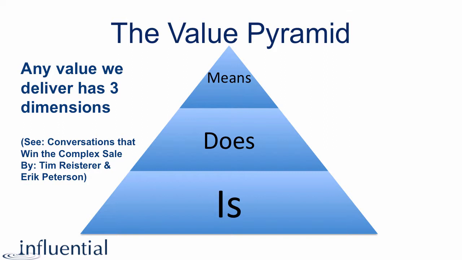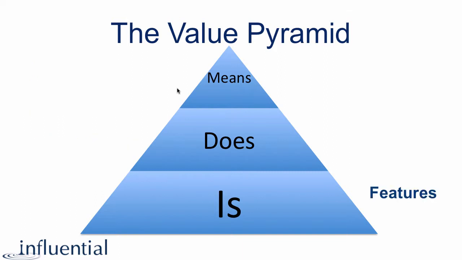And this concept of the is, does, means value pyramid comes from a book called Conversations That Win the Complex Sale by Tim Reisterer and Eric Peterson. It's a fantastic book, and I'll be pulling a few other ideas from there. Well worth a read of the original material to get deeper insight into what this means. They call it the message pyramid because they're very concerned with messaging architecture. But to me, this is really about where the value in your brand is derived from.